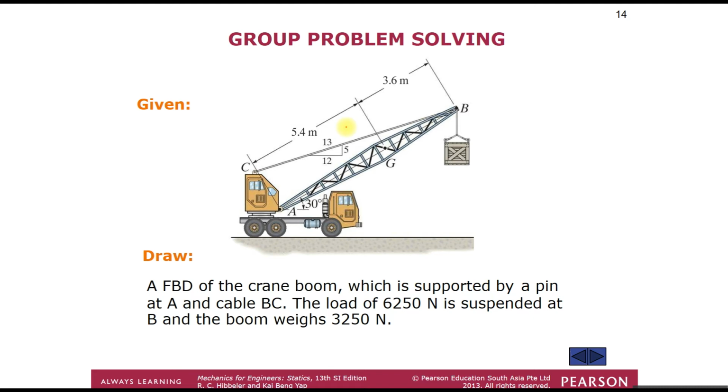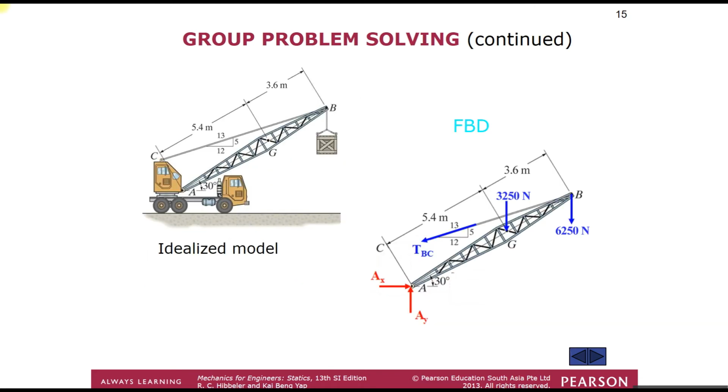This is a group problem solving, which you can do. You need to draw the free body diagram first, the idealized model, and then the free body diagram. We have a crane here holding a load at B, and the load is given here at 6,250 Newton, suspended at B. The boom is here, and the weight of the boom itself is 3,250 Newton. So we need to draw the equivalent free body diagram.